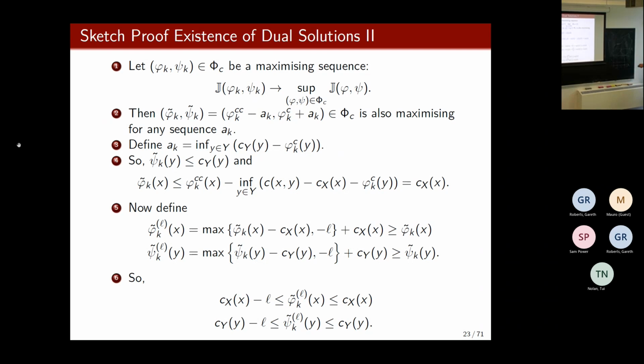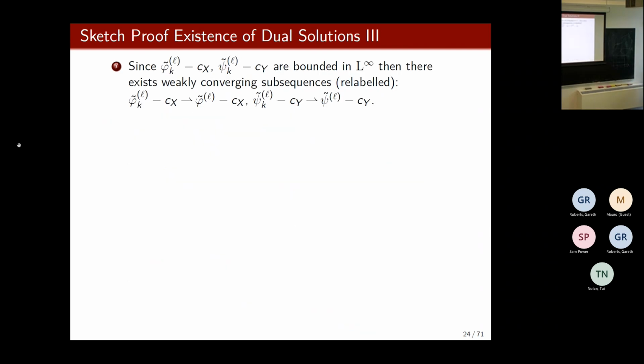Okay, and a similar thing for psi tilde, right? So what I have now is some sequences which are bounded in infinity, right? So my psi k tilde L minus C of x, these are bounded in infinity. So now I can start looking at converging subsequences, right?